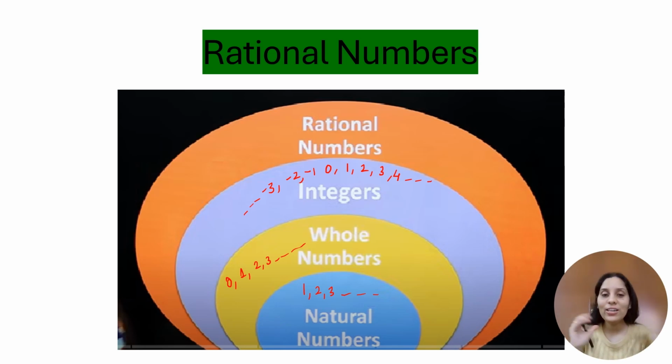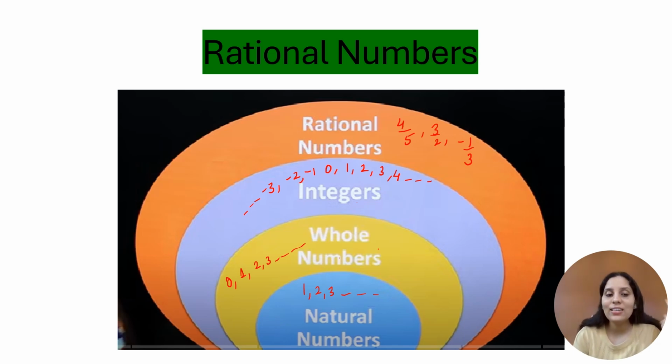Now, coming to rational numbers. Rational numbers are basically if I take 4 by 5, 3 by 2, -1 by 3. So, rational numbers are in the form of p by q. We will see that now. So, before that, I will tell you that whole numbers consist of natural numbers. Now, integers consist of whole numbers and natural numbers. Similarly, rational numbers consist of all these. Rational numbers consist of natural numbers, whole numbers and integers.